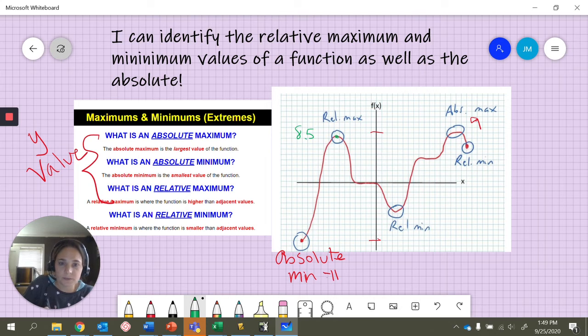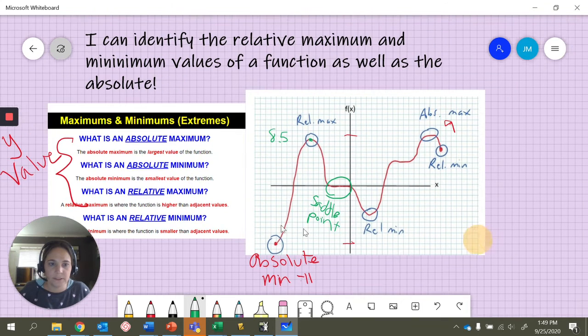Now, here is where students get a little confused. They want to call this a minimum, but it's not. This is called a saddle point, actually, and you don't need to know that right now, but that is not a minimum or a maximum. Okay, so let's move on over here.